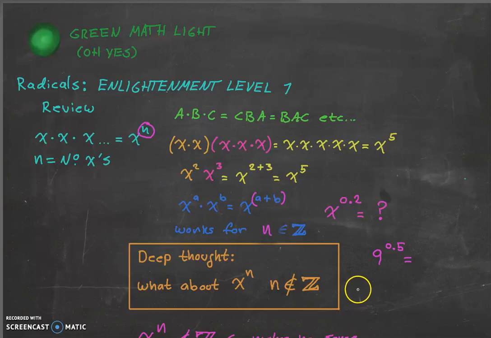So the first thing that we want to think about is, what about x to the n, where n is not an element of the integers? Something like x to the 0.5 or x to the 0.1, anything non-integer value. What meaning could that have? And how can we extend our definition of exponents to encompass that meaning?